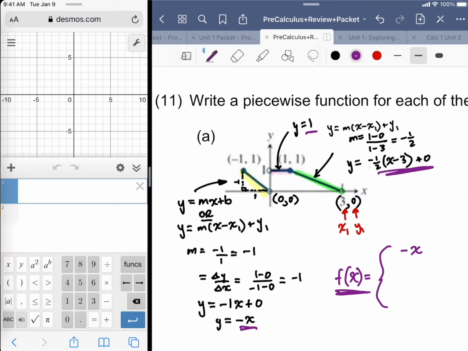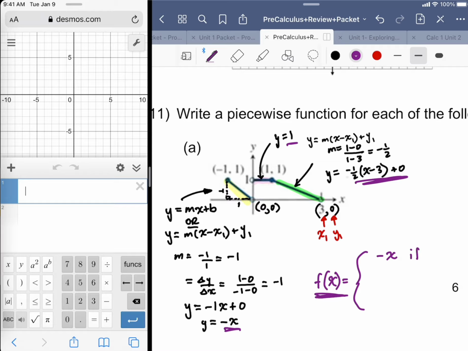So f of x equals negative x, but only if the x values are between negative 1 and 0. You could write your domain either as an inequality or in interval notation. It's up to you. When it comes to stating domains, you just look at the instructions. It'll either say inequality or interval notation. Most people recognize piecewise functions written in inequality notation, so I'm going to write it that way. So negative 1 less than or equal to x less than 0.